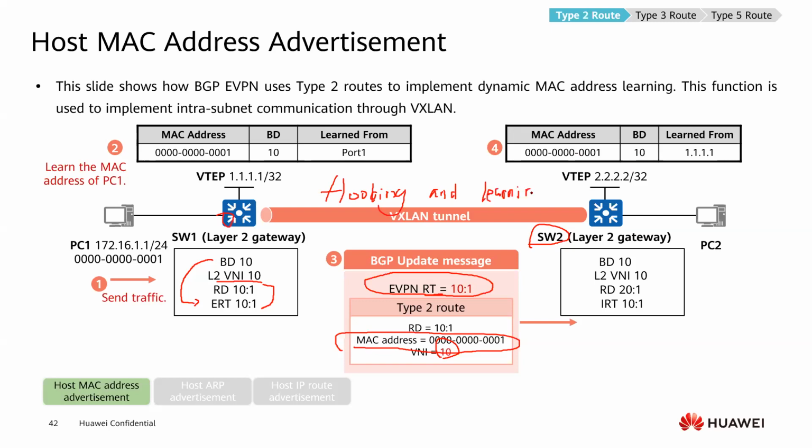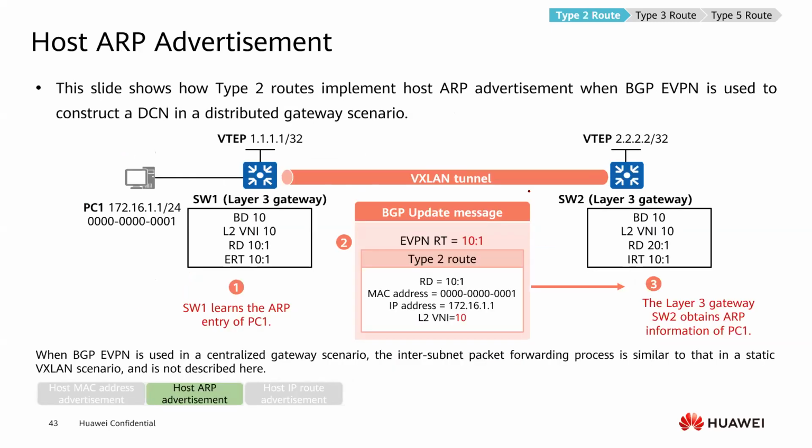But now we have already finished the control plane. We have already finished the process of MAC address learning. All right. And then let's look at what the host ARP advertisement is. This slide will show how a type 2 route implements host ARP advertisement.